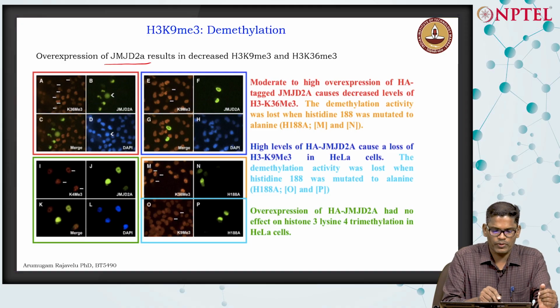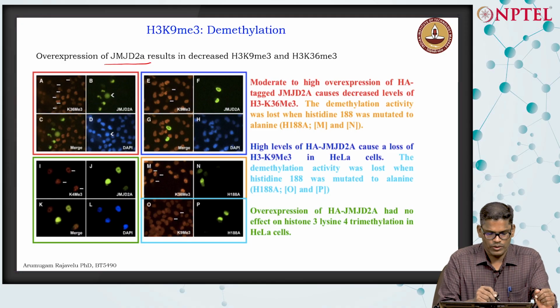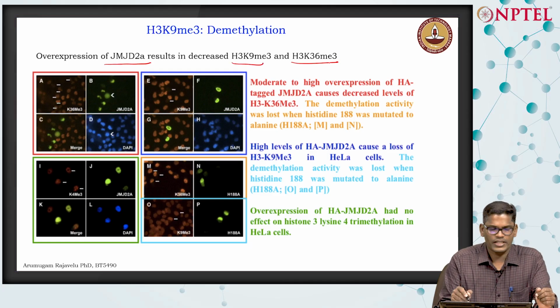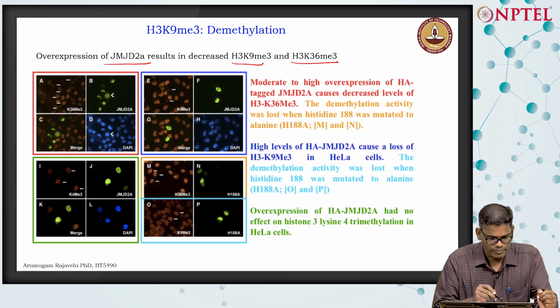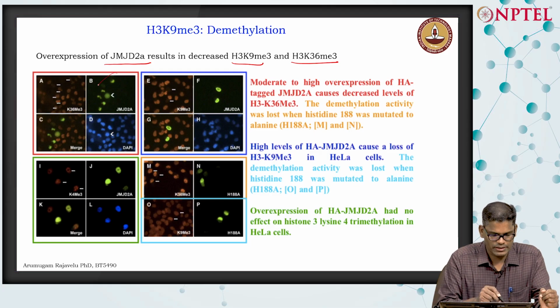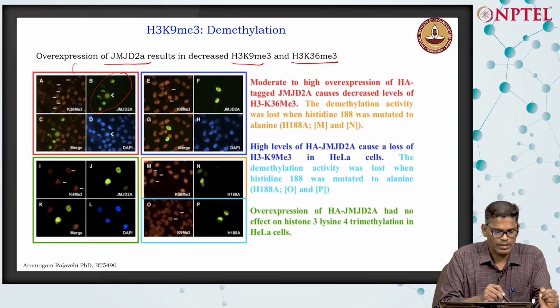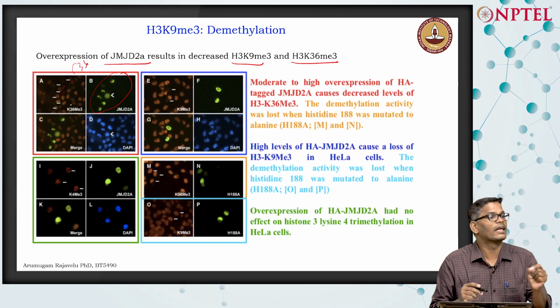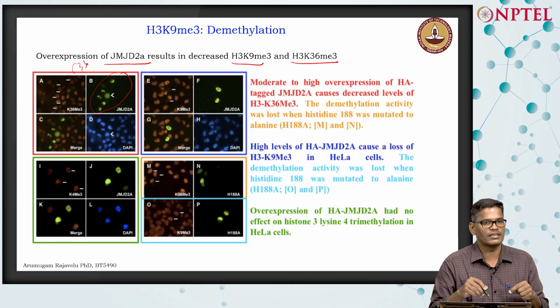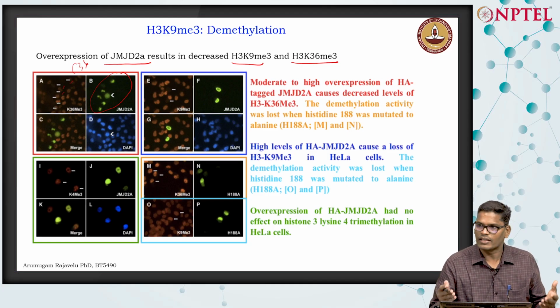When you overexpress the Jumonji D2A protein, you see decreased K9 and K36 trimethylation. Again, this is an antibody-based strategy. If you look very carefully, the green is the demethylase, and the red is the K36 Me3 antibody. Wherever you have the green dots, you don't have much of the red color staining, which says that particular cell has demethylated the K36 position.